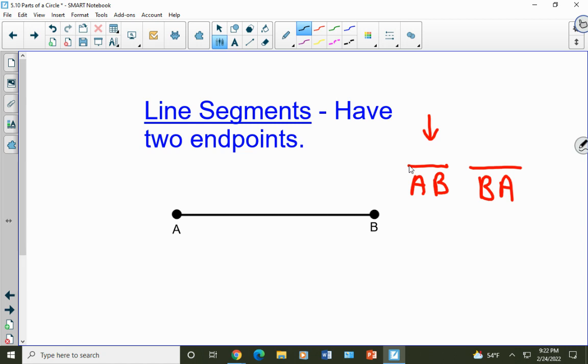Now, don't get confused with this. Well, that would be line AB, and this would be ray AB. But where we have 2 endpoints, here and here, that's line segment AB.